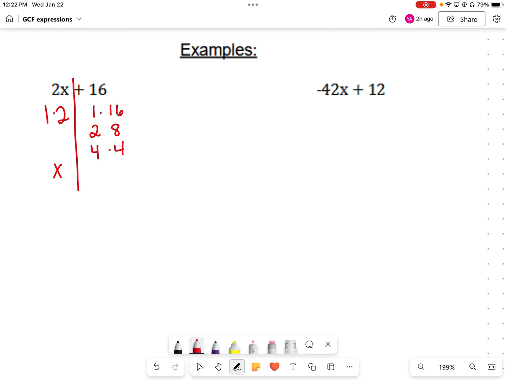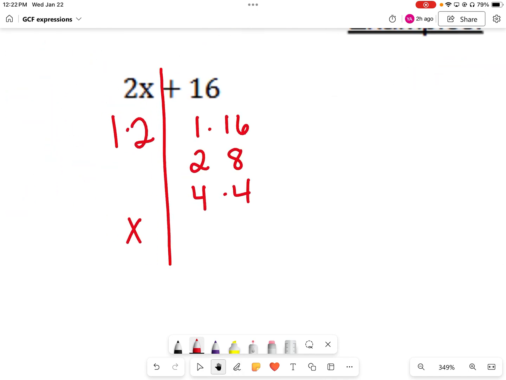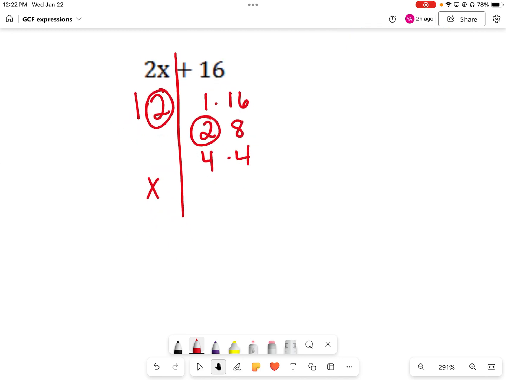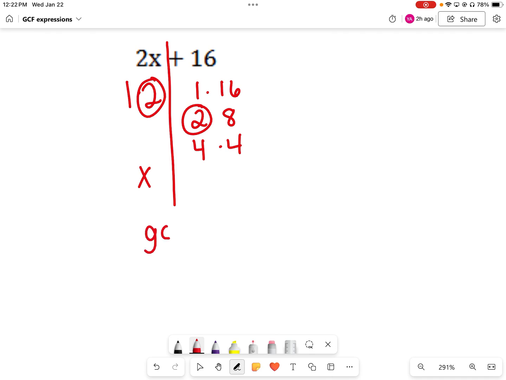Okay, so we have the numbers, and we only have x on the first term. All right, so what do they have in common? What is our GCF? Just 2. There was no x GCF, so we're going to write GCF equals 2. So let's write it out front and put a parentheses. GCF out front, put the parentheses.